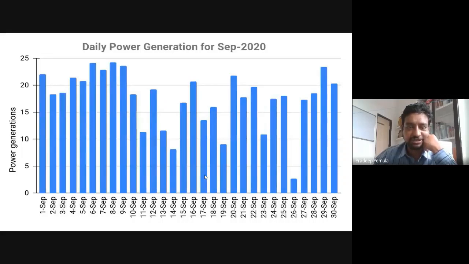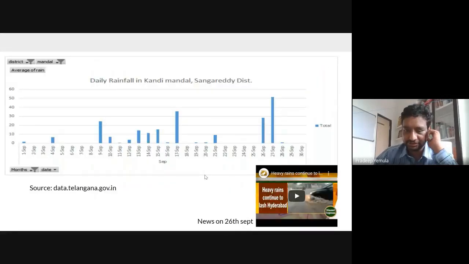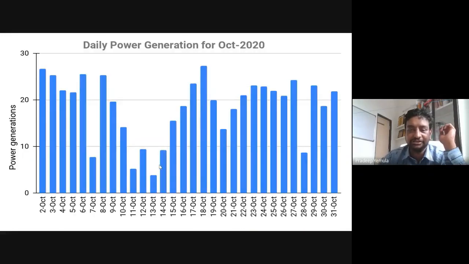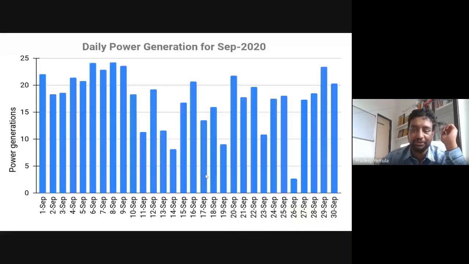Similarly, September. Again, it picked up in September. But even in September there was rainfall. I think if you refer to the news once again, there were a lot of heavy rains during September of 2020. In various news channels also it was reported. So we got the rainfall data, and because of the rainfall, the September output also reduced. See, for example, September 26 it is too low. On that day there was heavy rain.